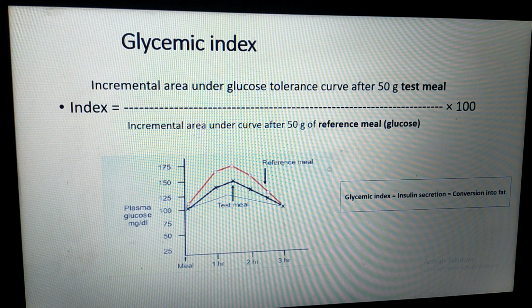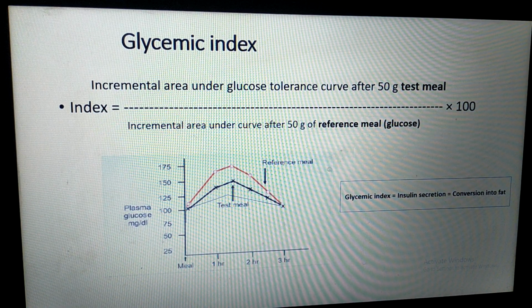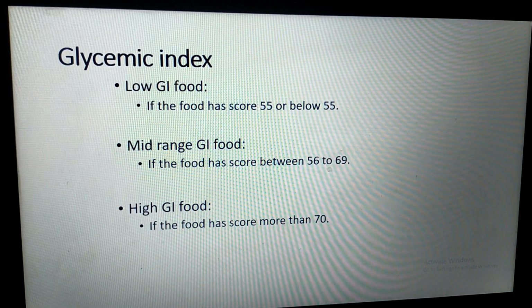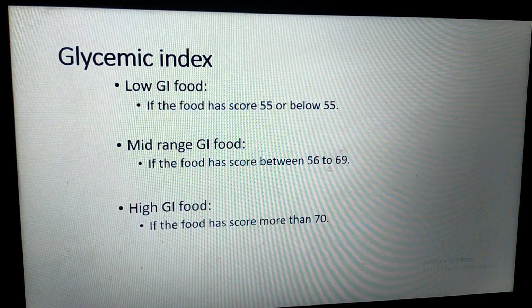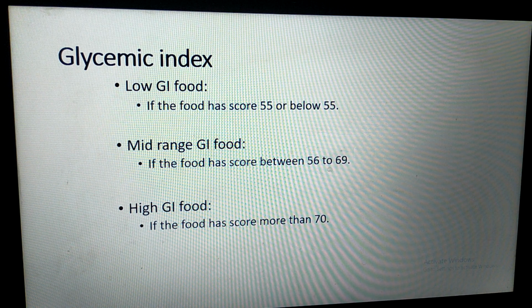secretion. That means if the glycemic index of a food is more, then insulin secretion is more, and when more insulin is secreted, it will convert the food atoms into fat. That means formation of fat is also more. Now food is classified into three types: food with low glycemic index, mid glycemic index, and high glycemic index.